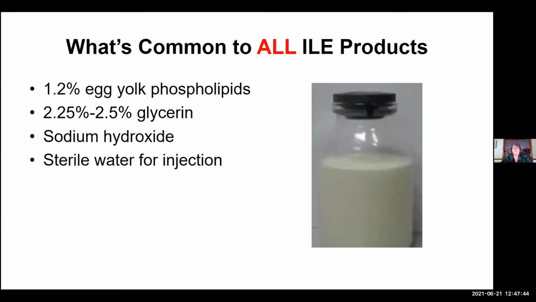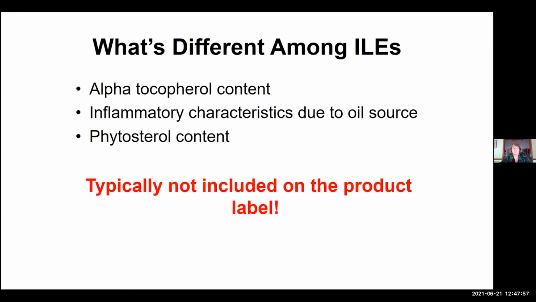They all contain glycerin to stabilize the emulsion. They contain sodium hydroxide to buffer the emulsion, and they also contain sterile water for injection. In fact, that's the biggest component of a lipid emulsion. Where do these products vary? Well, they vary in the vitamin E or alpha tocopherol content, the inflammatory characteristics due to the oil source, and the phytosterol content. And these aren't things you'll see on the product label. You have to go to the primary literature or ask the manufacturer for that information.